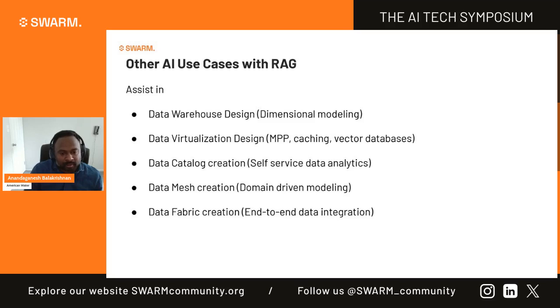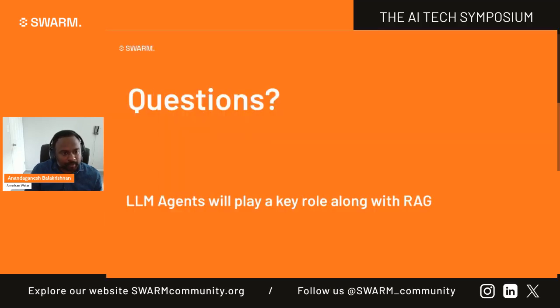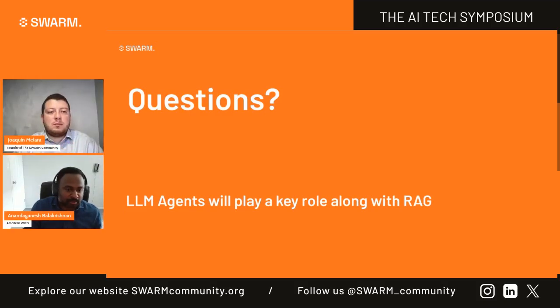And for domain-driven data modeling, how a data mesh can be created using GenAI, and for end-to-end data integration, how GenAI can assist data fabric creation. These are the latest things organizations are working on in automating certain things using GenAI. In the future, LLM agents will play a very key role along with RAG in automating things. I believe the presentation has helped you understand how LLMs, agents and chains can be used to automate database tasks.